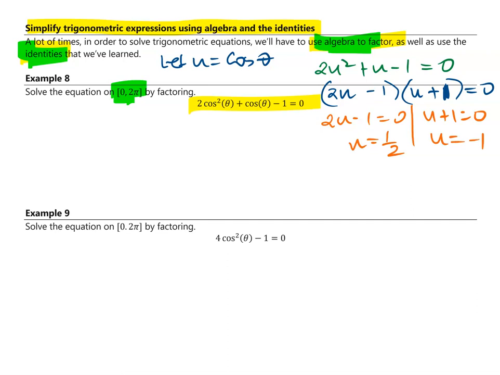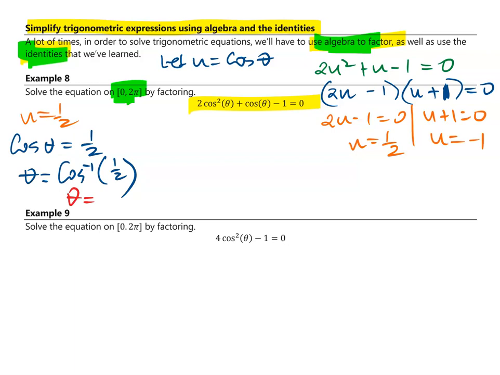After we solve for u, don't forget to substitute the value of u, which is cosine theta. So for the first one, when u is equal to 1/2, we could say that 1/2 is equal to cosine theta. And remember, like what we did in the last chapter, you can solve for theta, that is inverse cosine of 1/2. And what are those? So theta is going to be pi over 3 and 5 pi over 3.